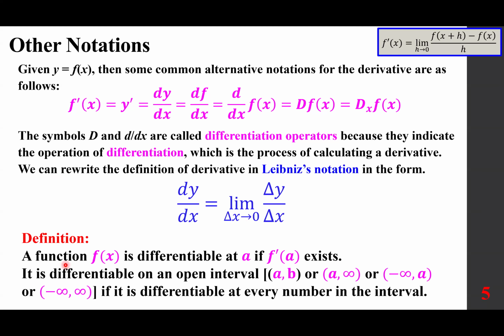Definition. A function f of x is differentiable at a if f prime of a exists. It is differentiable on an open interval, for example a to b, a to infinity, negative infinity to a, or even negative to positive infinity, if it is differentiable at every number, every point in that interval.